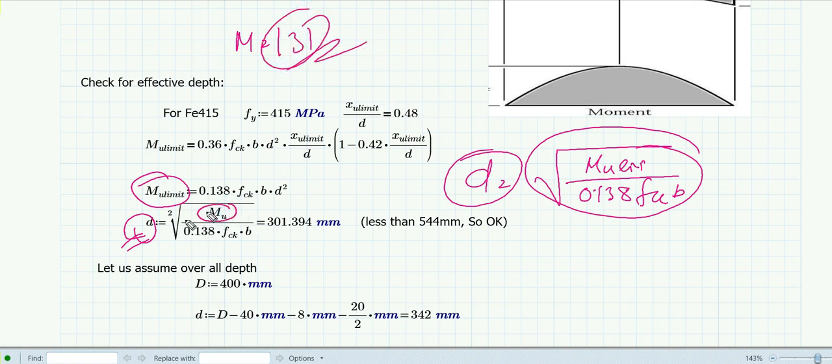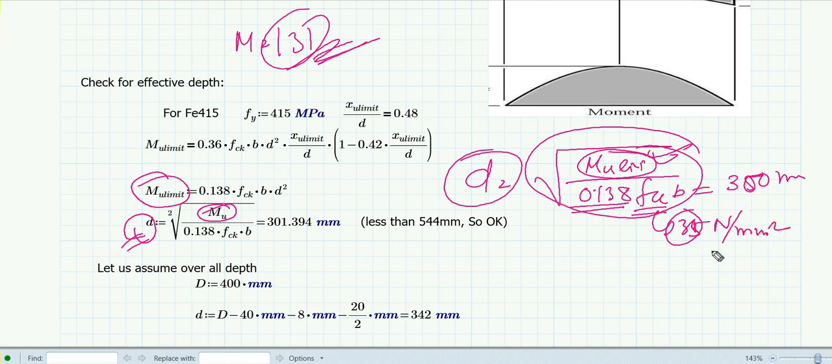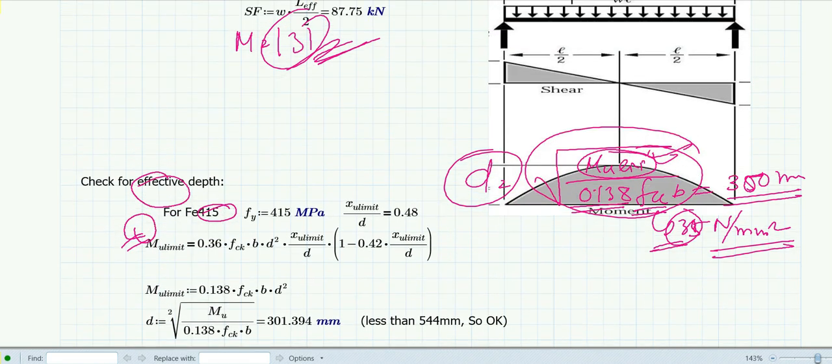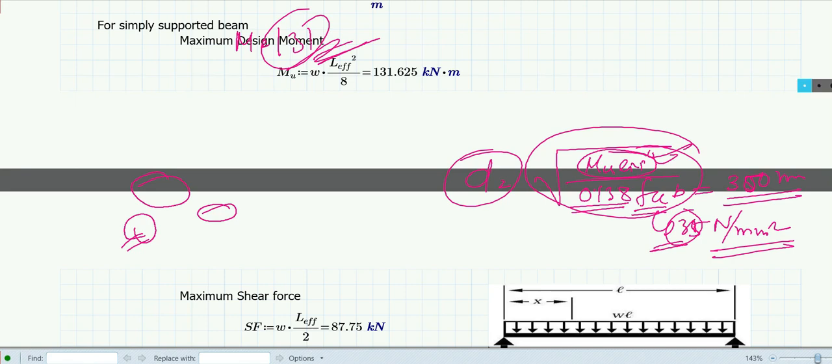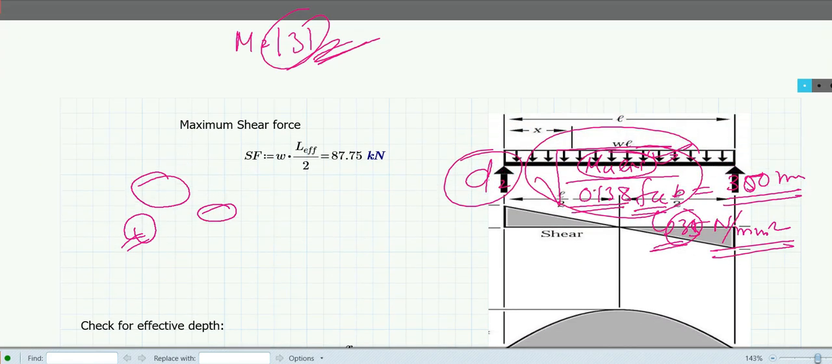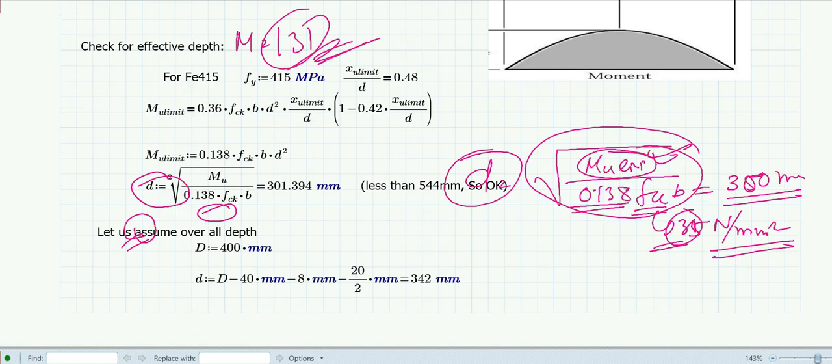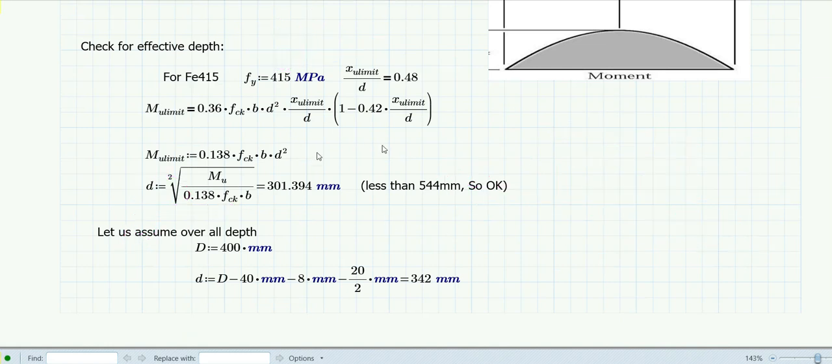So you put the value of mu here, in place of mu limit, the value that you have just calculated. Mu is 0.138, fck you already know, M35, b you already know, b is 300 mm, fck is 35 Newton per mm square. Mu is 131 point something, right? Let's see the mu value. It is 131.625. You put 131.625, and after that you can calculate the d value.